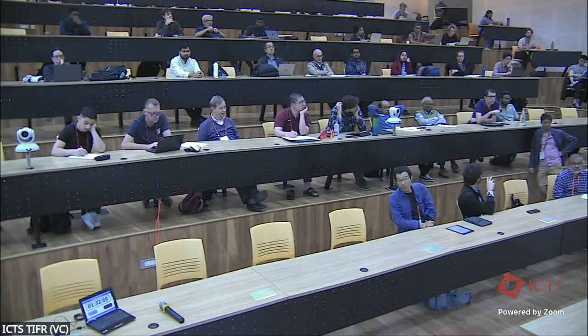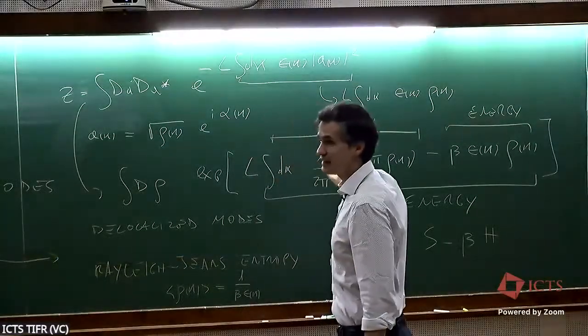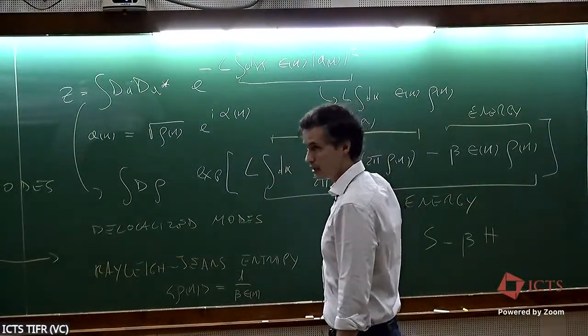Indeed. If you would have, instead of a classical system, I promote the field to be quantum, you can do the same, but now these will be bosonic modes, and the entropy you're going to get here is of Bose-Einstein type. But we are classical, and we get radiation.